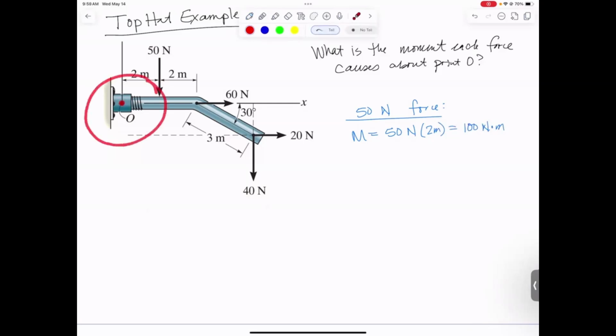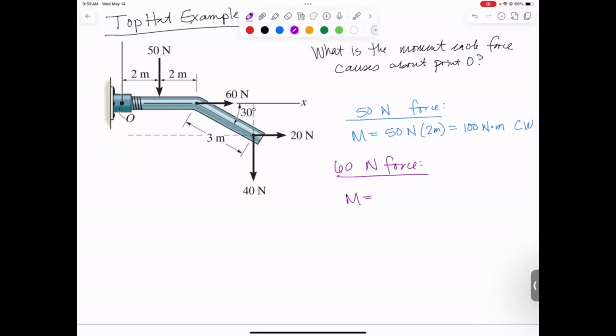So you put a clock face right there with 12 at the top, 3, etc. So if you start at the middle of your clock and you have a force over here on the right going down, that is going to cause clockwise rotation. So this one is clockwise. 1 down, 3 to go. Let's do the 60 Newton force.